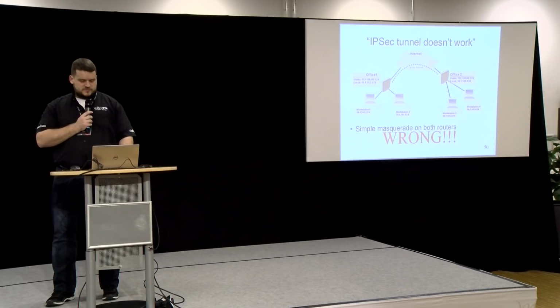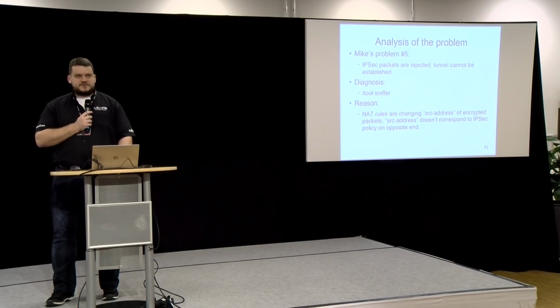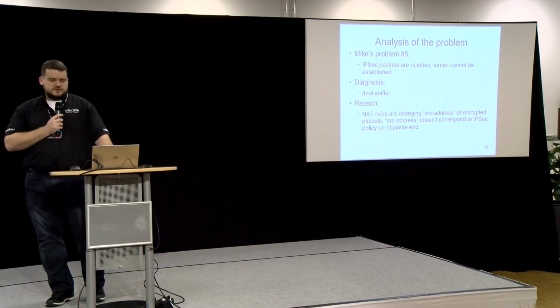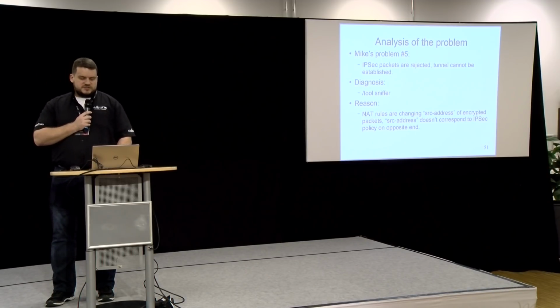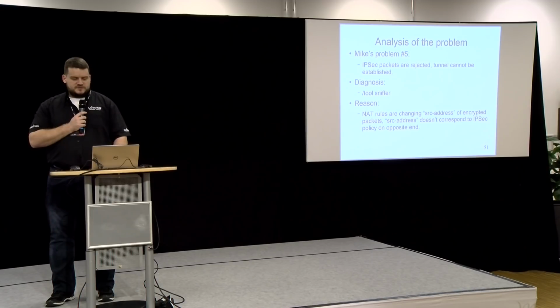And of course, Mike has a problem. IP security packets get rejected, the tunnel cannot be established, and if he sniffs this traffic, he sees that NAT rules, that Masquerade rules, are changing his source address for encrypted packets. And this source address doesn't correspond to the IP security policy. So what can he do?